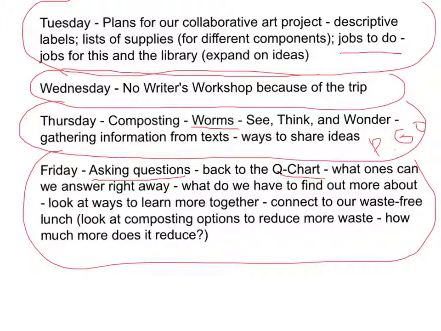We can even connect it to our idea of the waste-free lunch and looking at the composting option to reduce even more waste. How much does it reduce? So students can see the impact of the composting as well. So all that fruit or vegetables or whatever, if it went into the garbage, what would that mean versus if we add some of it to the vermicomposter? And maybe even finding out a bit more about a vermicomposter, which is something I should probably do too.